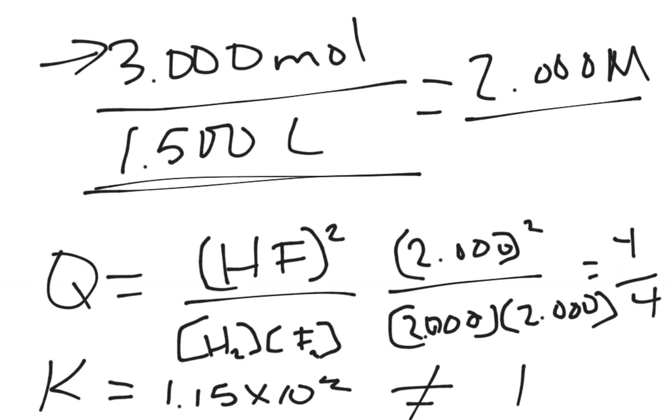Okay, so how do I know? Well, that goes back to what we said about the Q before. If my Q is less than my K, which in this case it is, 1 is much less than 115, okay, then the system must shift to the right. Okay, so I'm going to consume this, I'm going to lose this, I'm going to gain that. Okay, so that's what Q is going to be telling me. So I know what way to draw my X's and O's and everything in there.